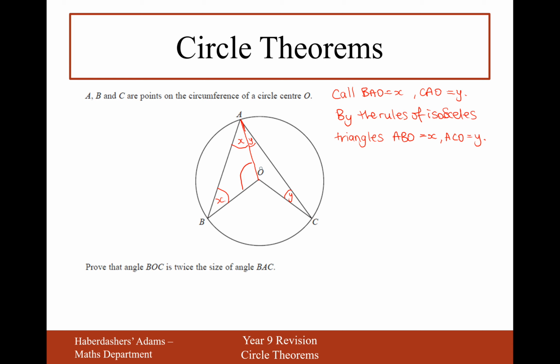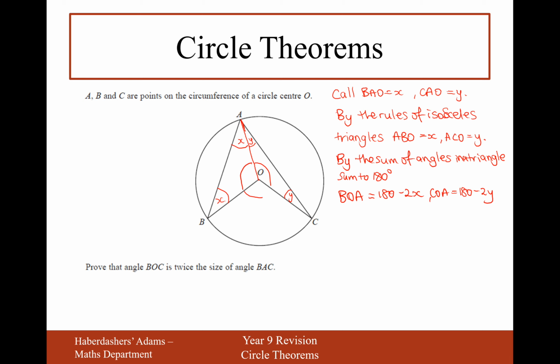Now the angles inside the triangle here, so by the sum of angles in a triangle sum to 180, we know that angle BOA will equal 180 minus 2x, and COA will be 180 minus 2y.